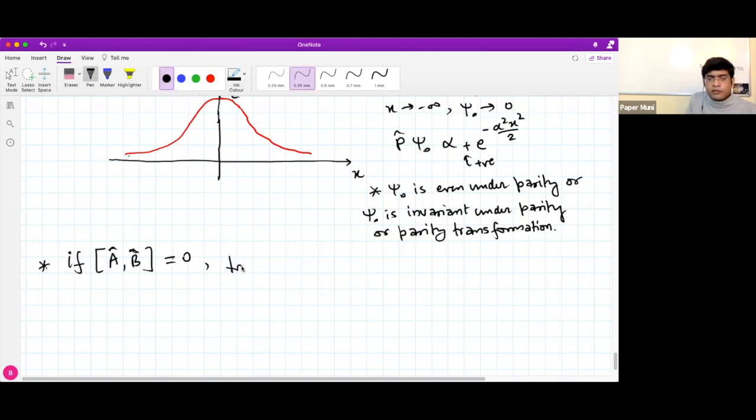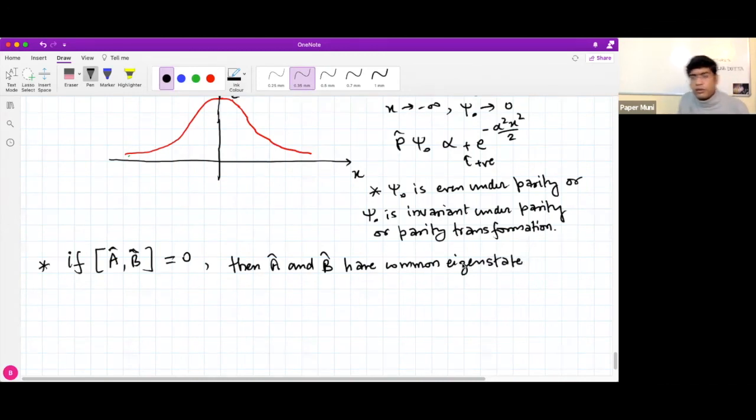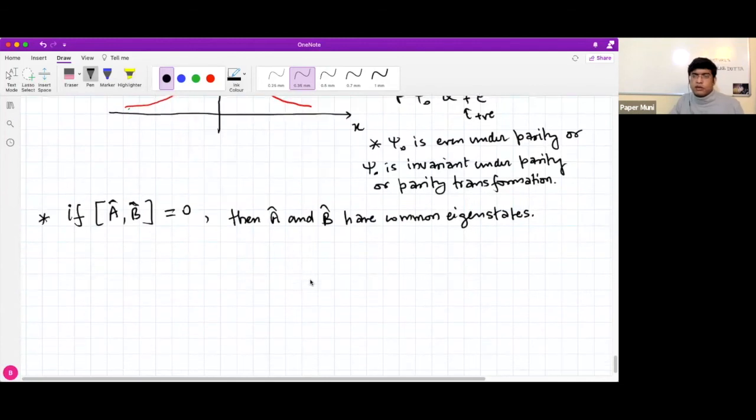Then the A operator and B operator have common eigenstates. The eigenstates of operator A will also be eigenstates of B. This is the observation. We are not getting into the proof of this. You can take up any book like H.C. Verma or Jettili to look at the proof. This is a very important observation.